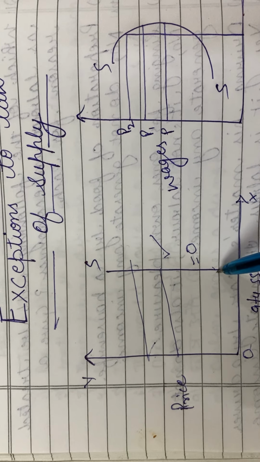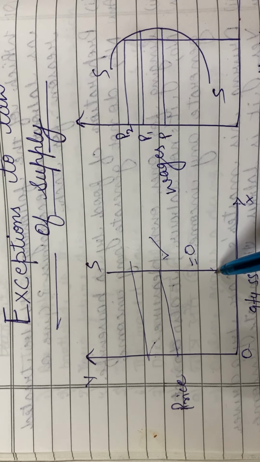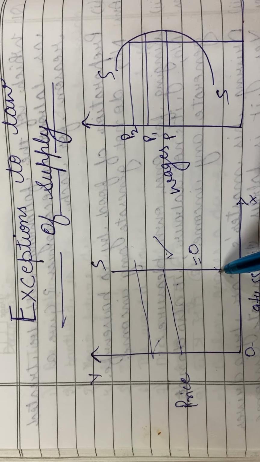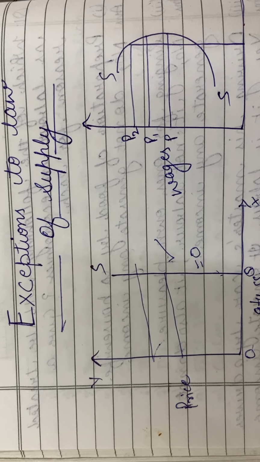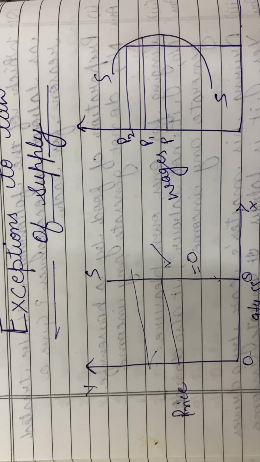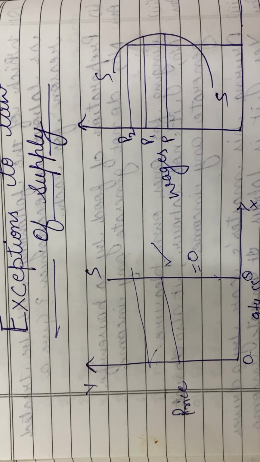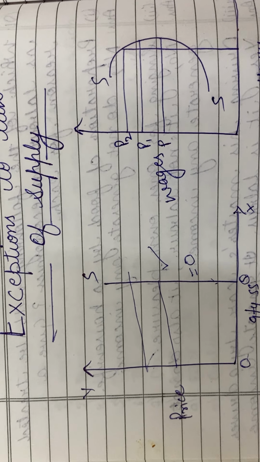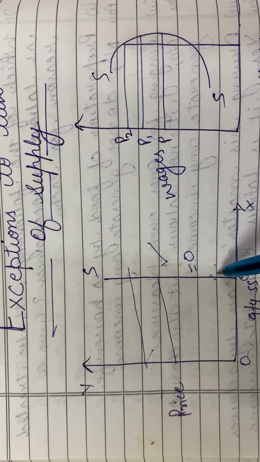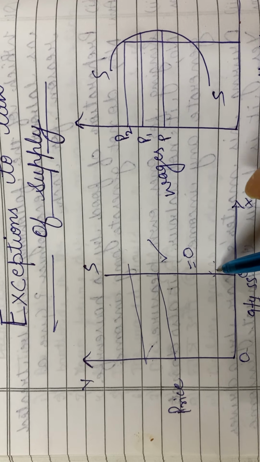This can also happen in case of perishable goods, because perishable goods cannot be stored. Dairy products, fish, meat. We cannot store them for a long period of time, and their supply cannot be changed in response to a change in price. So this can happen in case of perishable goods also.